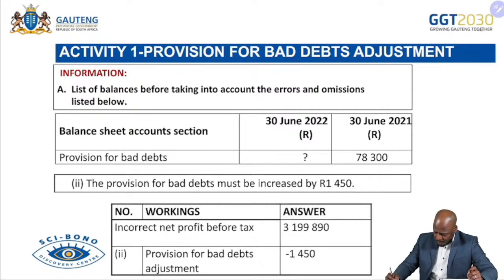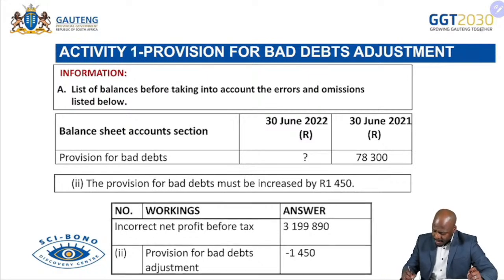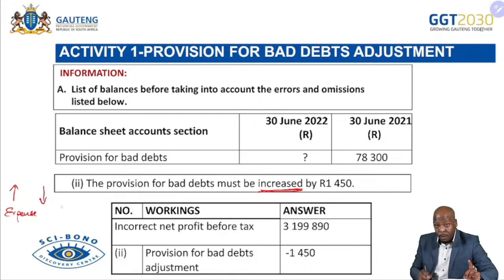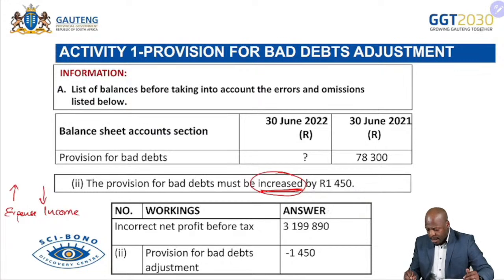correct net profit. Remember, an increase in provision for bad debts is an expense. And the opposite therefore becomes true, that a decrease in provision for bad debts is income. All right. So here I'm told that I must increase. So the moment I increase and they give me the "by", that means that is the adjustment amount.